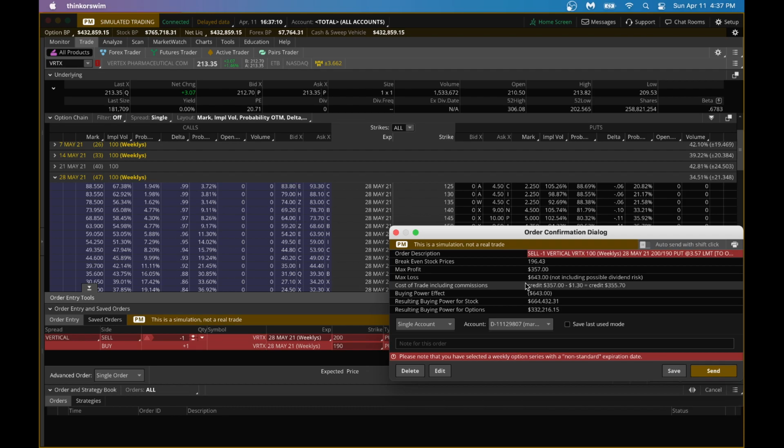So your max loss now increased to 643. Your max profit also increased a little bit. Your break-even price is 196. This is the other way to play this, and you could earn a little more premium by doing a $10 wide spread. This is another way.